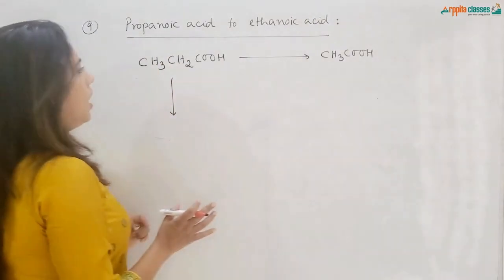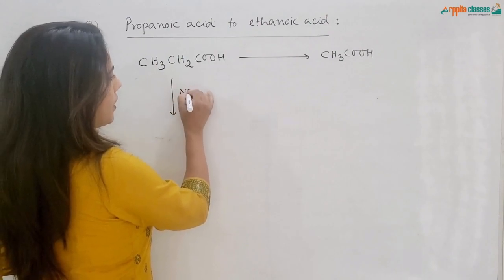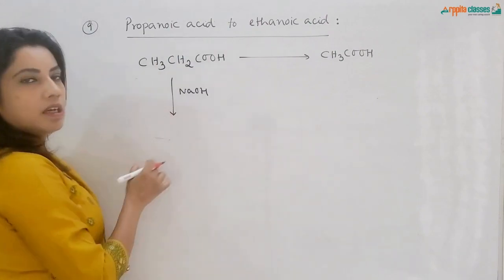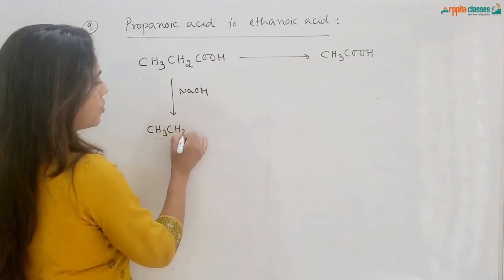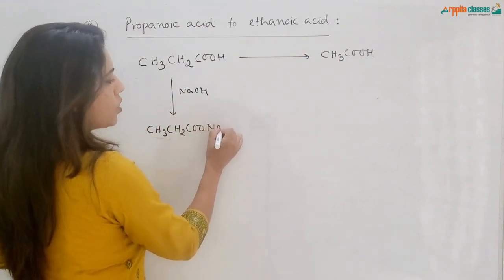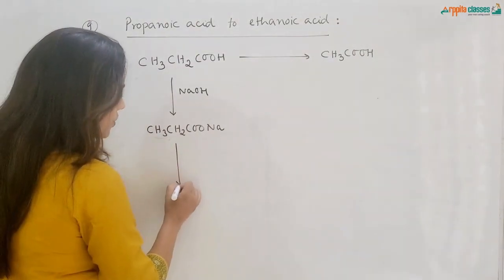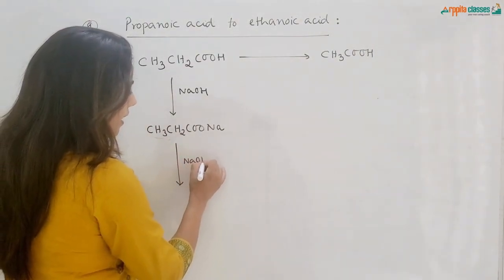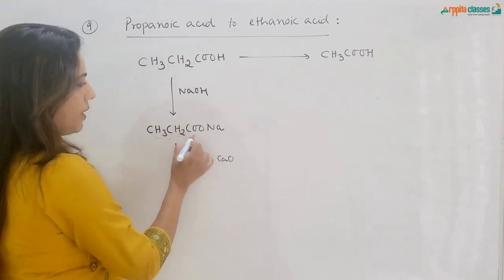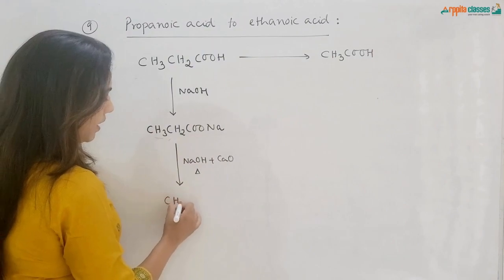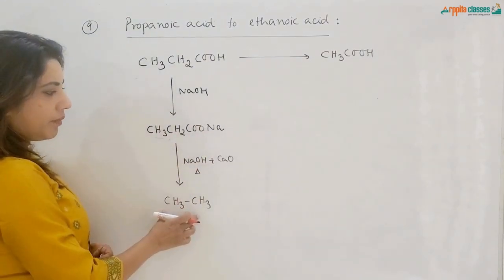But for Hofmann bromamide degradation, the starting material is an amide. So what we will do here is treat this with NaOH first. Since this is an acid, it will react with base to give you a salt, CH3CH2COONa. So we get sodium propanoate salt. Now I will do the decarboxylation reaction. I will take NaOH plus calcium oxide and I will heat it. So what will happen? It will give you ethane. We know that decarboxylation of sodium propanoate will give you ethane.